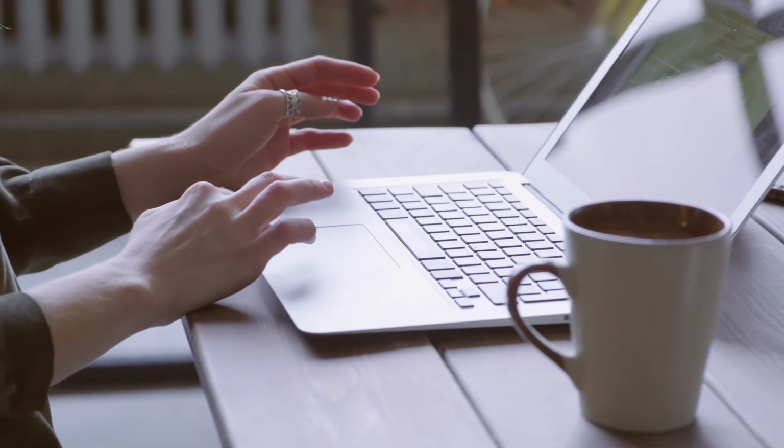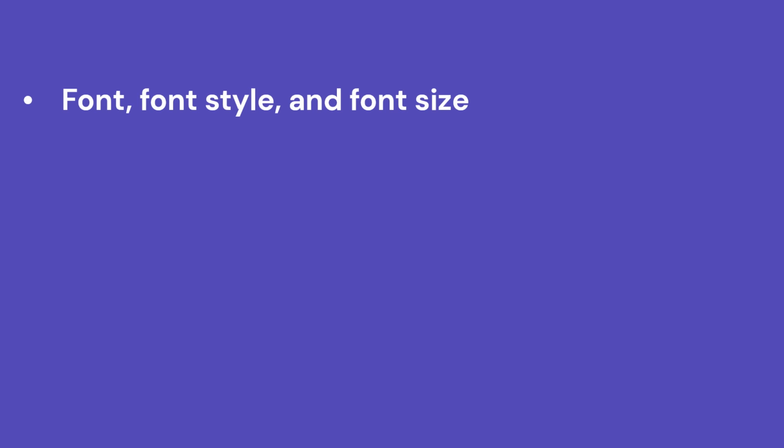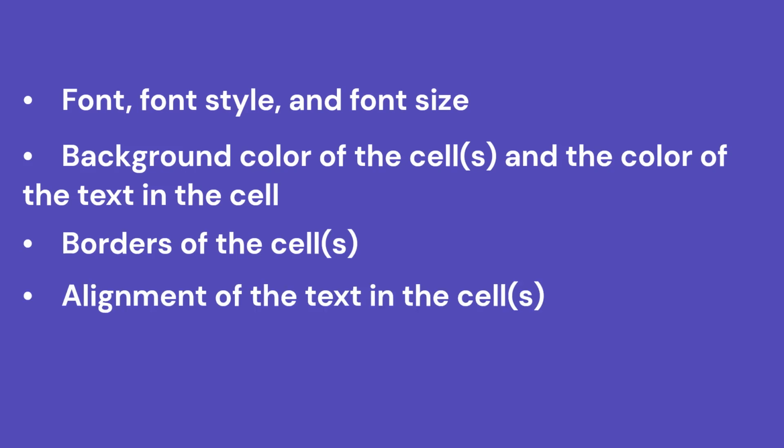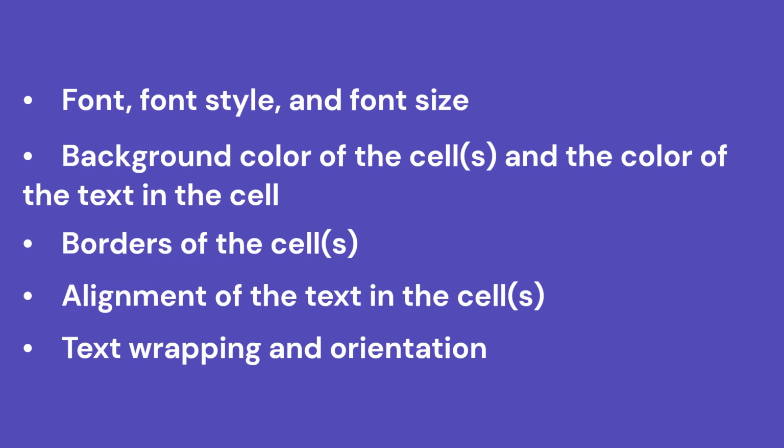There are various elements to formatting, but the important ones are font, font style, and font size, background color of the cells and the color of the text in the cell, borders of the cells, alignment of the text in the cells, text wrapping and orientation. But to do that, there are a lot of mouse movements and key presses required. Doing formatting in multiple sheets and multiple sections can not only be boring, but also tiring. What if you could auto-format the data in Excel using just one keyboard button?